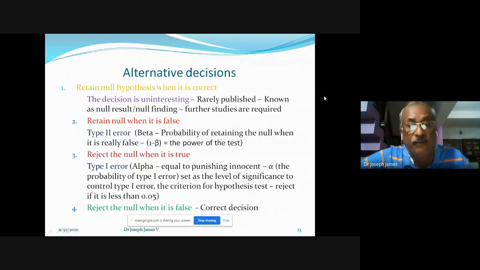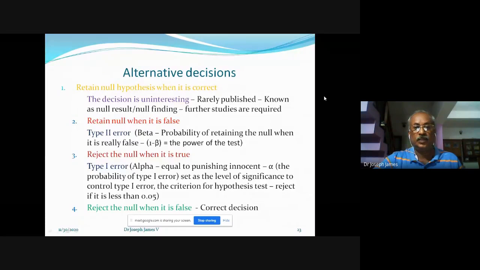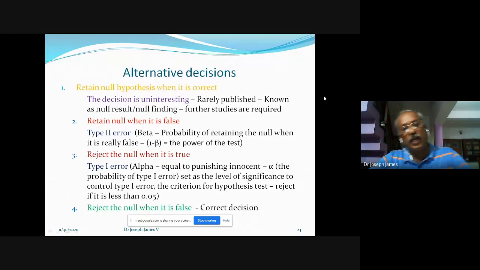And we set alpha as the level of significance by minimizing the type 1 error. In physical sciences, the type 1 error is minimized up to 99%. And in social sciences, we usually minimize type 1 error up to 5%. And the last alternative is to reject the null hypothesis when it is false. That is a correct decision.